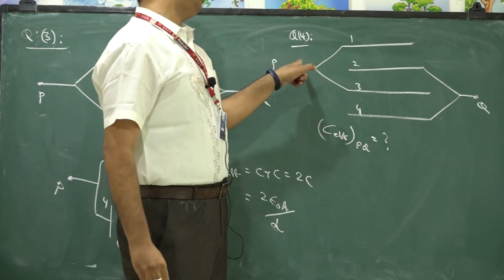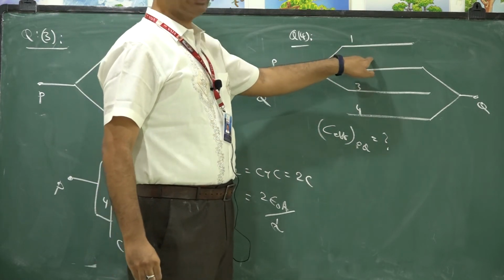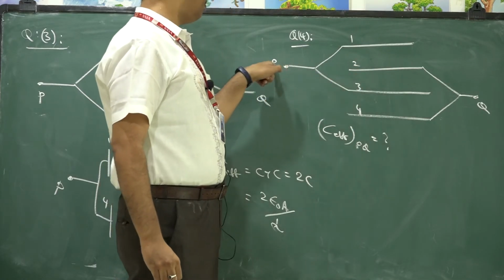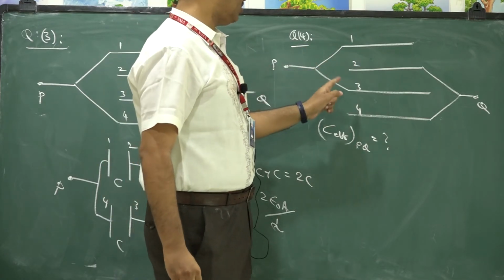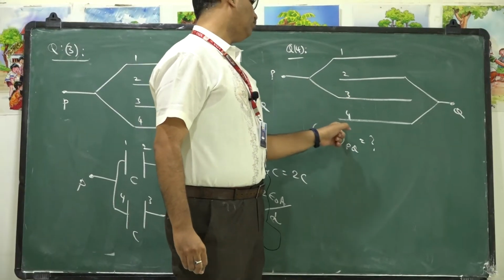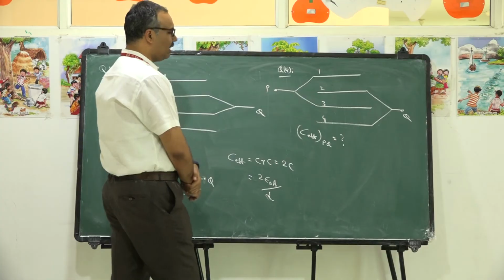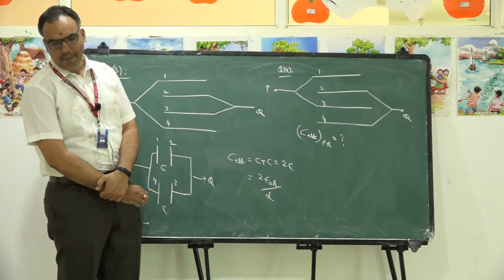Clearly, 1 is at P potential, 2 is at Q potential, it acts as a capacitor. 2 is at Q potential, 3 is at P potential, it also acts as a capacitor. 3 is at P potential, 4 is at Q potential, it also acts as a capacitor. If you observe clearly, all the 3 capacitors are in parallel combination.